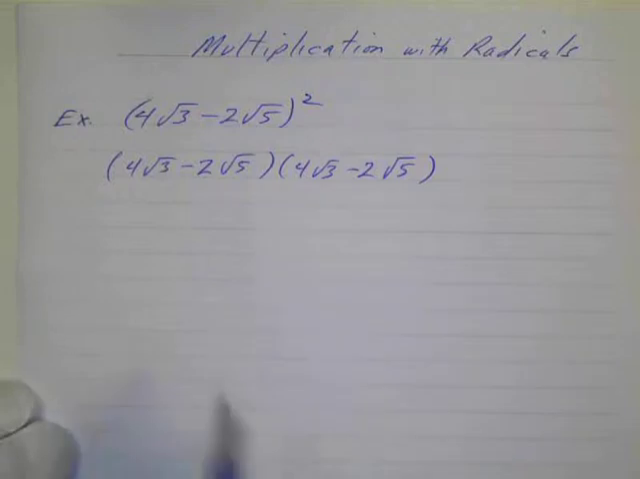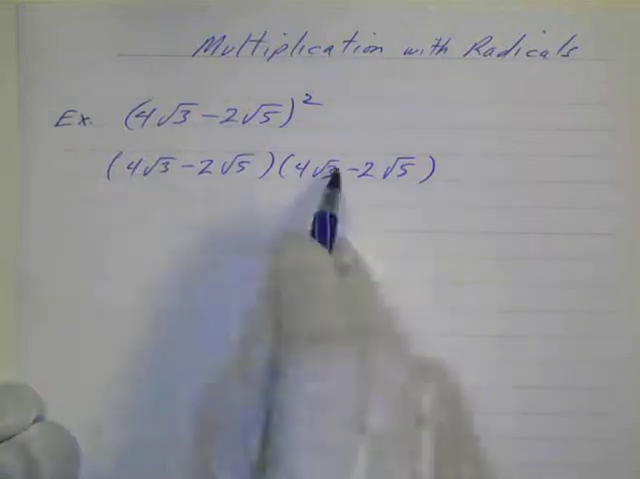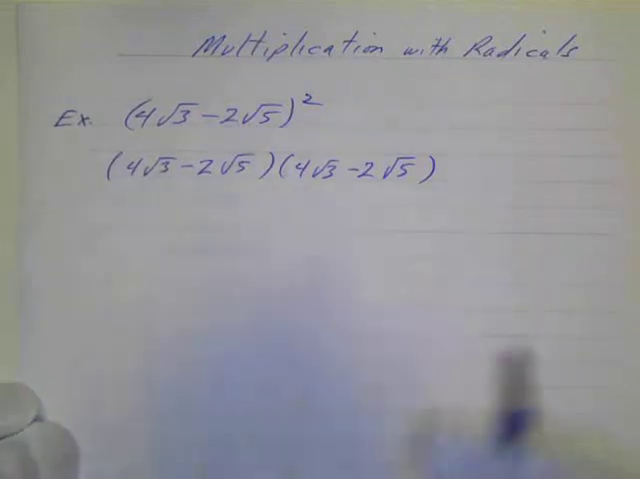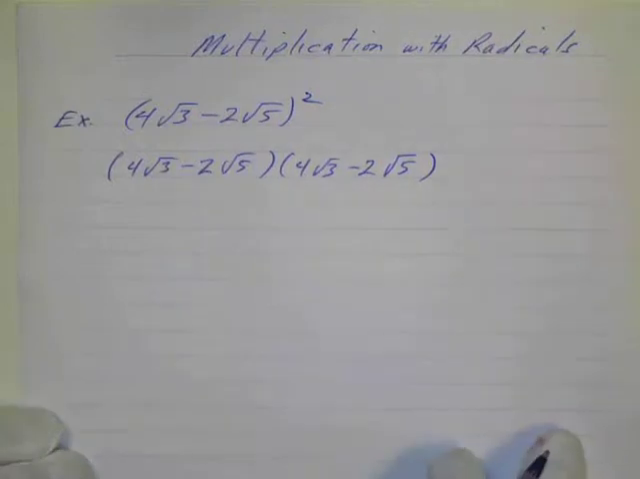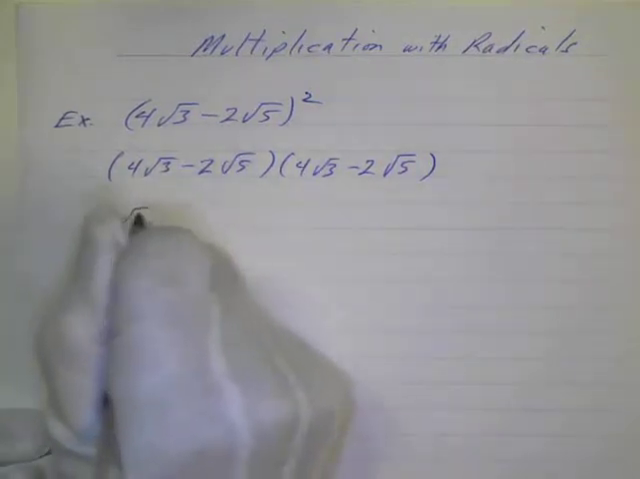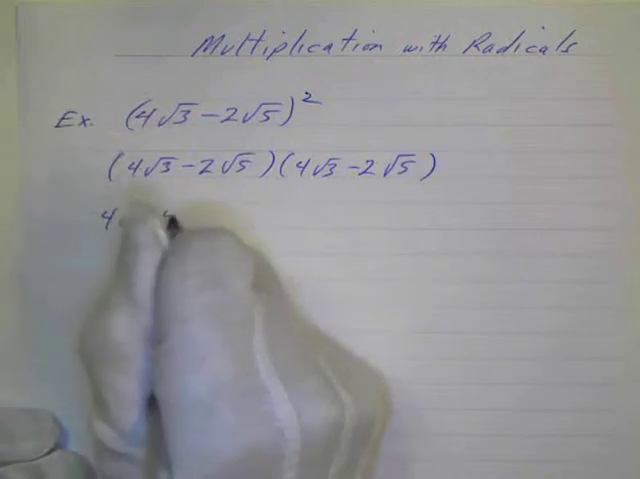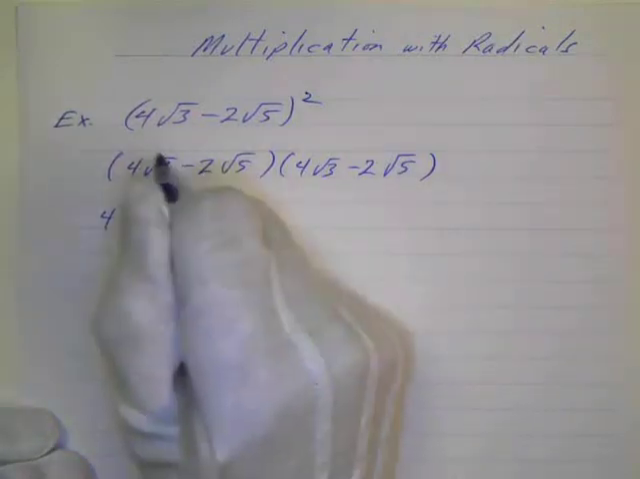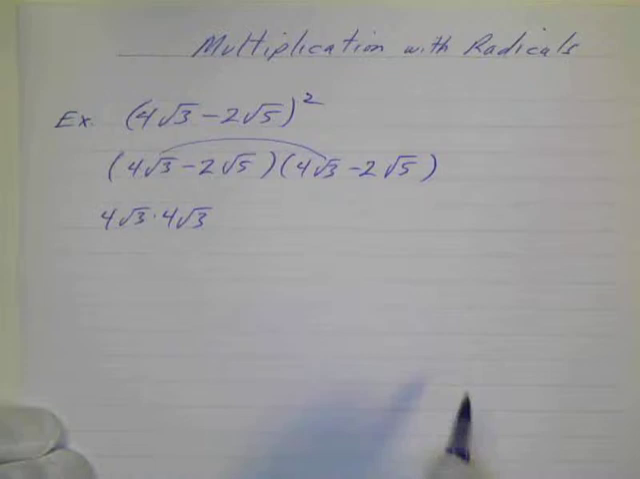So first term times first term. And you could write this out, but I'll just write it out so you can see it. 4 square roots of 3 times 4 square roots of 3. And that's our first term times our first term. And then we've got the outside and inside. And here's the outside terms.